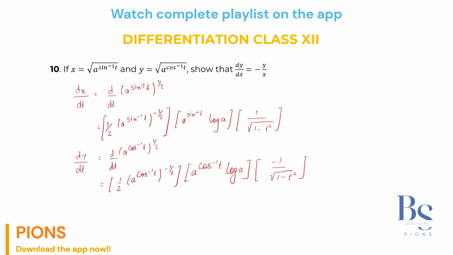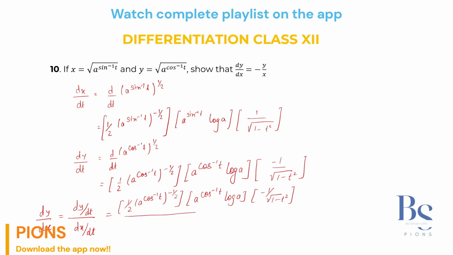So let me write here, dy upon dx is nothing but dy upon dt whole divided by dx upon dt. So dy by dt is this whole huge expression. Let me write it for you. Half a raised to cos inverse t minus half a raised to cos inverse t log a minus 1 by root under 1 minus t square. Many things will get cancelled, so be very careful.